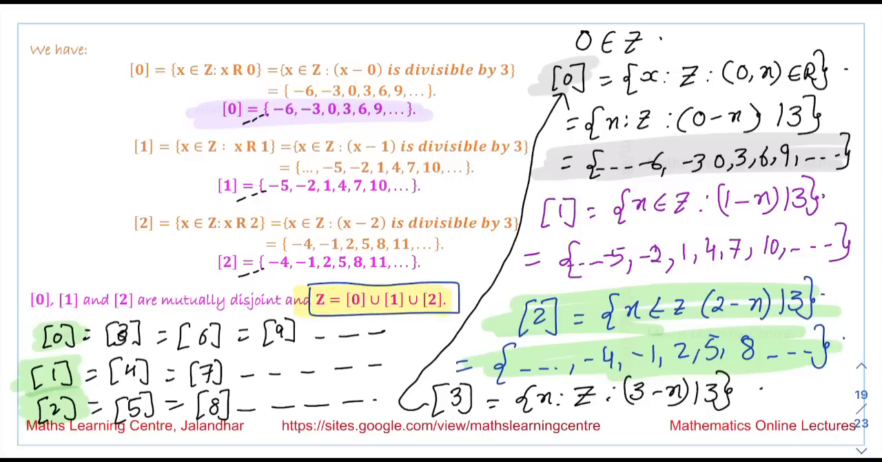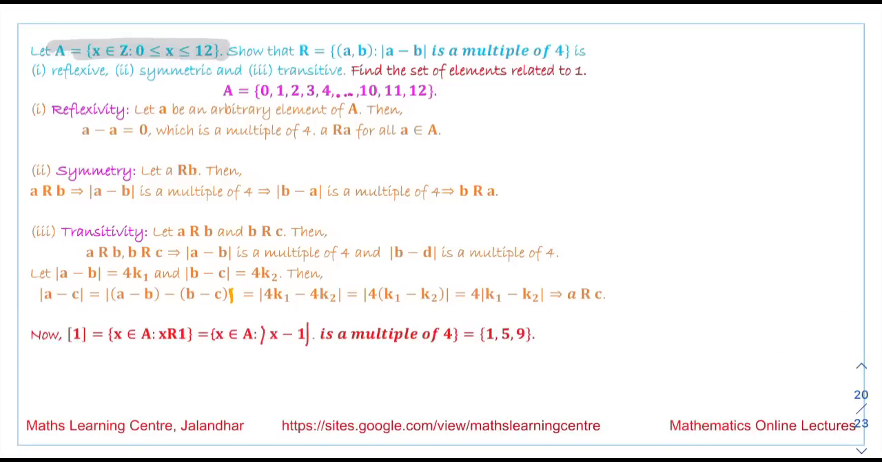Next, let A be the set given to us: x belongs to Z, an integer, such that 0 is less than or equal to x is less than or equal to 12. These are numbers 0, 1, 2 up to 12. And R is the relation (a, b) such that mod of a minus b is a multiple of 4. Then we have to prove that this relation R is an equivalence relation. First of all, we are listing the elements of this set A: 0, 1, 2, 3, 4 up to 12.